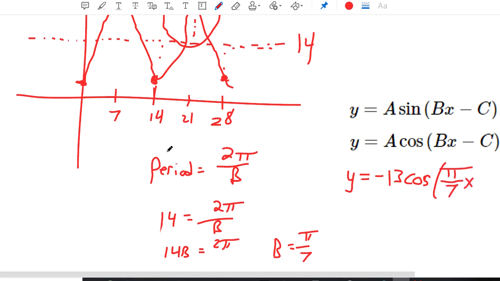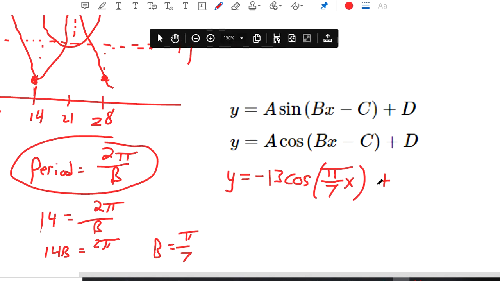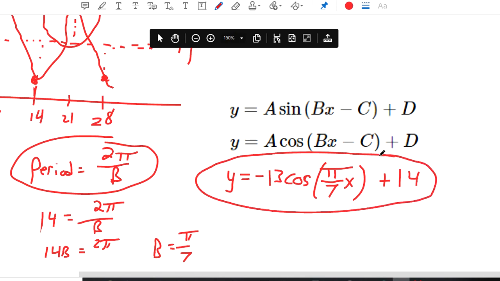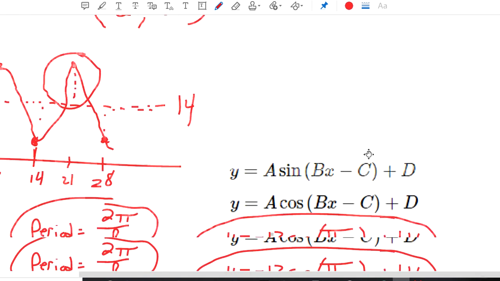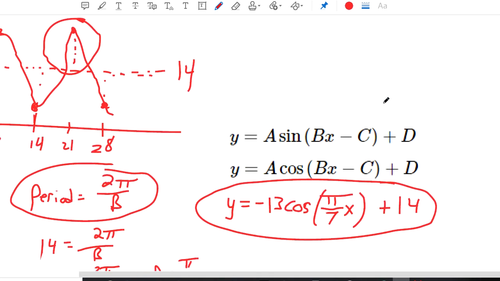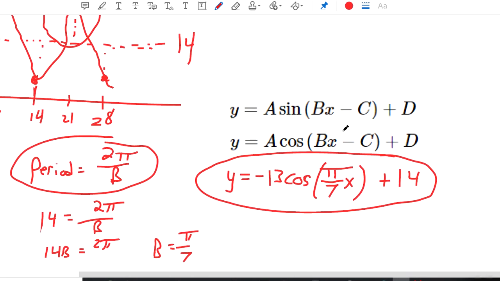You'll want to do the same with your information. This is how you calculate your period. And then minus C we're not going to do because we don't have a horizontal shift. It starts right at x equals 0, at t equals 0. And now D we said is the midline, so our midline is plus 14. And there we go, there's our equation. Okay. You could use sine. I think it'll just be harder with sine because then you're going to have some sort of horizontal shift with the letter C.